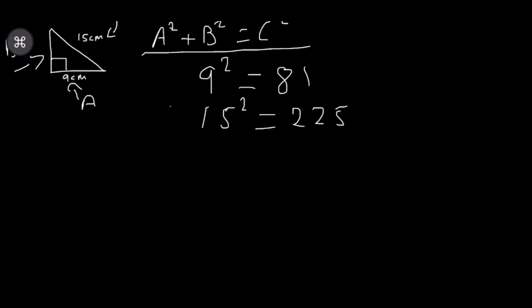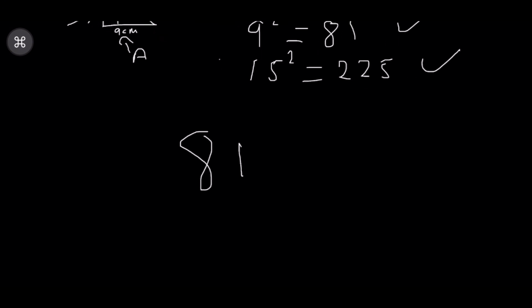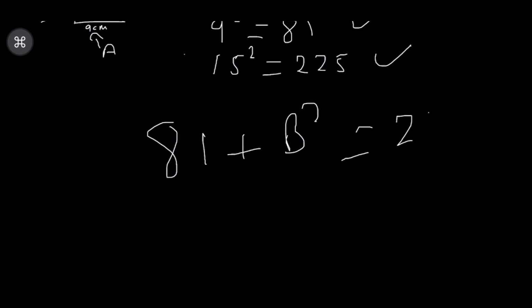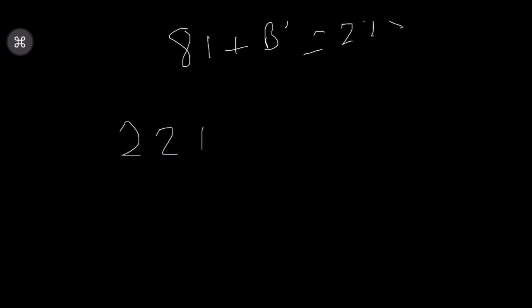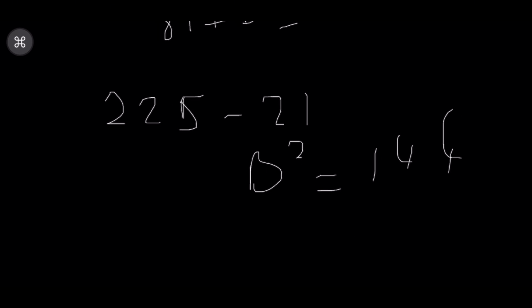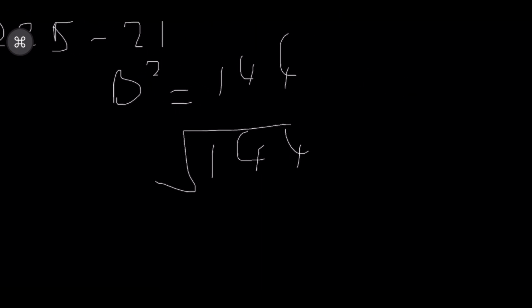Step 1. Square what you already know. So we've got 9 squared, which equals 81, and 15 squared, which equals 225. Step 2. Substitute them into the formula. 81 plus b squared equals 225. Step 3. Rearrange to isolate b squared. Subtract the 81 from both sides. So b squared equals 225 take away 81. Now b squared equals 144. Step 4. Square root it. So the square root of 144 is 12, which means the missing side is 12 centimetres.